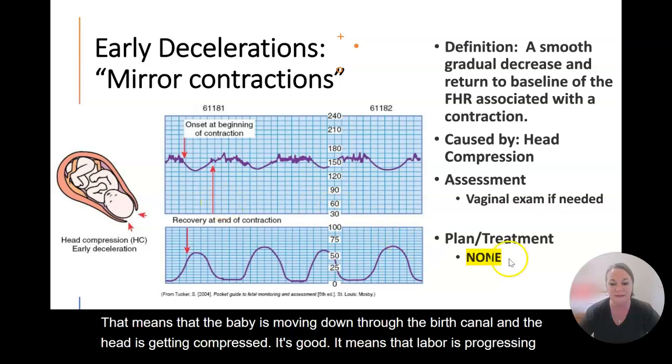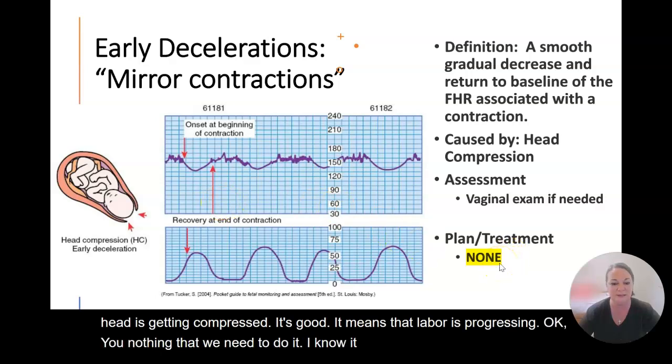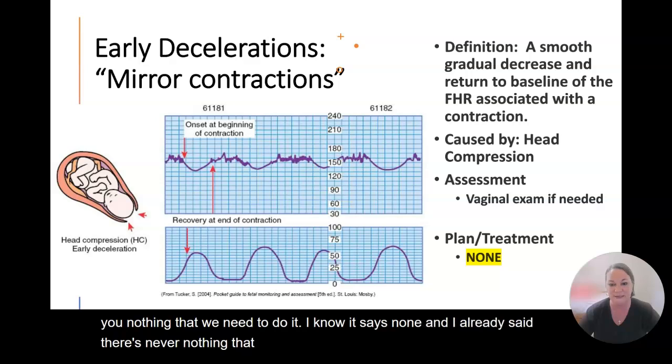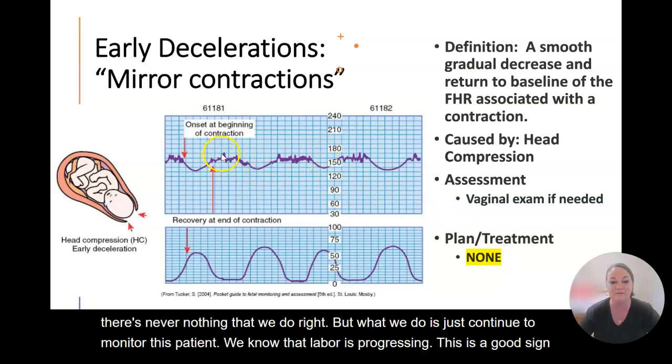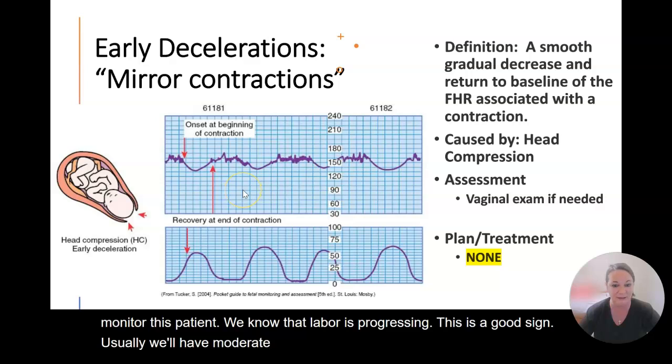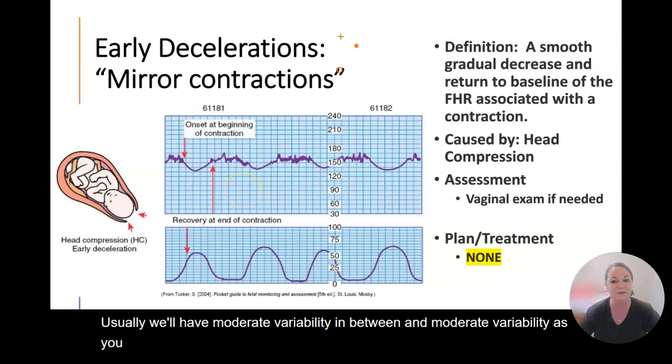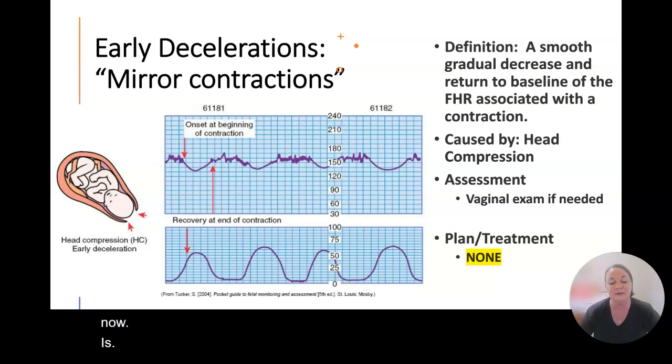It's nothing that we need to do. I know it says none, and I already said there's never nothing that we do, right? But what we do is just continue to monitor this patient. We know that labor is progressing. This is a good sign. Usually we'll have moderate variability in between, and moderate variability, as you all know now, is the most reassuring of our fetal heart rates.